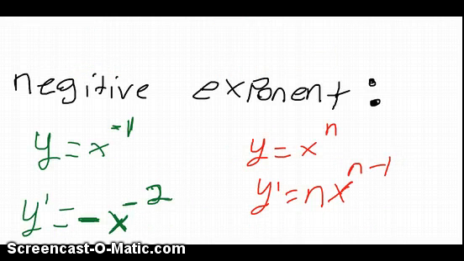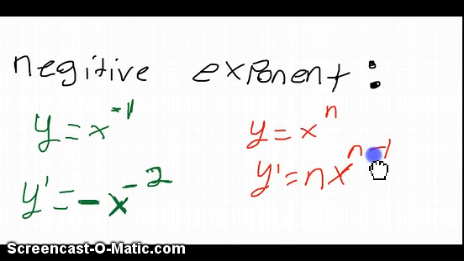Now with negative exponents, all the same rules apply. If we had the equation y equals x to the negative 1, we still use the same equation of y equals x to the n, and y prime would equal n x to the n minus 1. So we take the same steps as before. Take the negative 1 and drop it out in front, so you get negative x, and you go negative 1 minus 1 to give you negative 2. So now that we have the basics of that one down, let's go ahead and try a more complicated one.